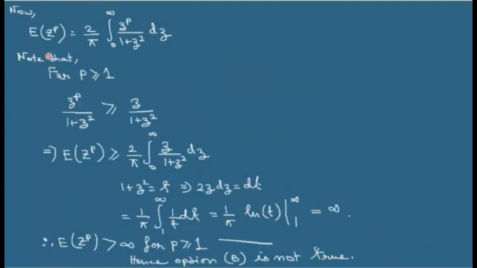Now expectation of z to the power p turns out to be 2 by pi, integral from z running from 0 to infinity of z to the power p by 1 plus z square. Now it is a very interesting fact.